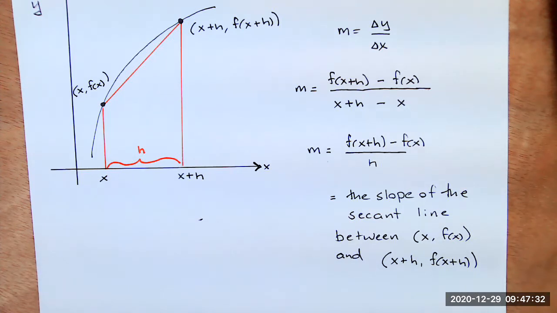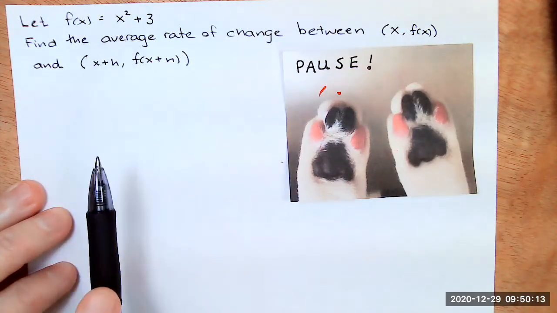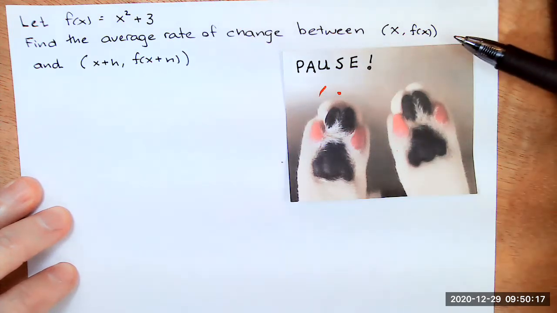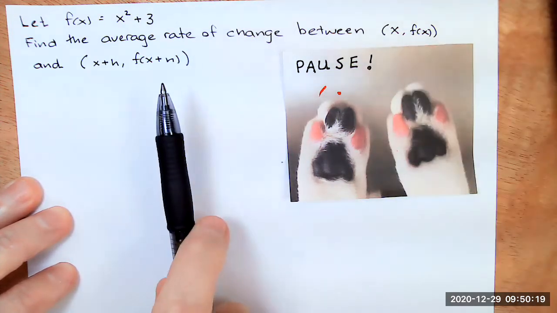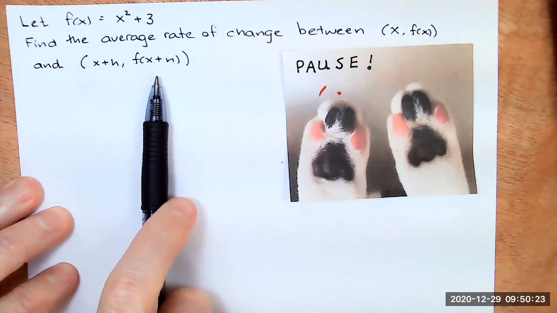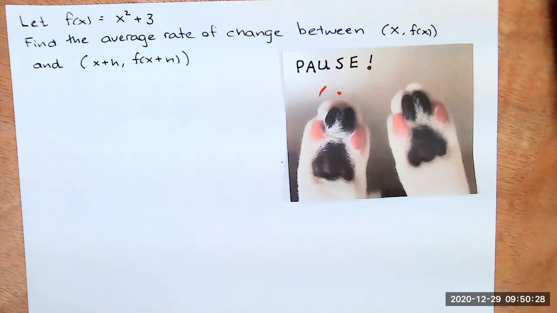All right, let's do another example. Let's let f of x be x squared plus 3. Can you find the average rate of change between the point x, f of x, and the point x plus h, f of x plus h? I would hit pause and try this one on your own.